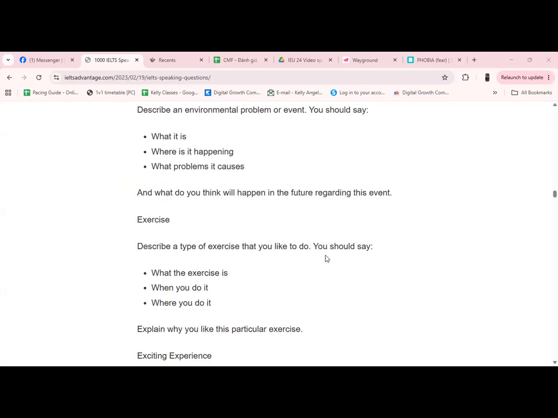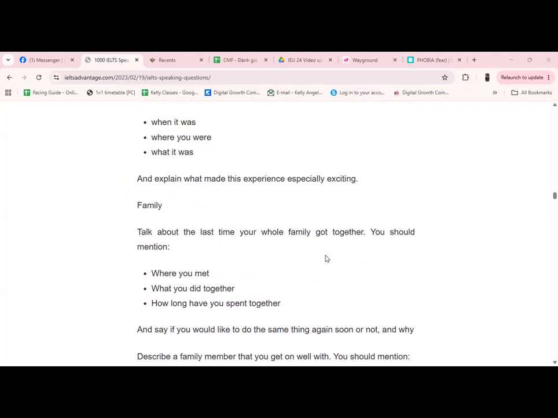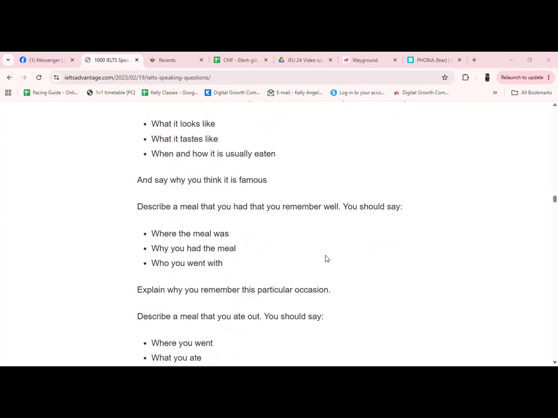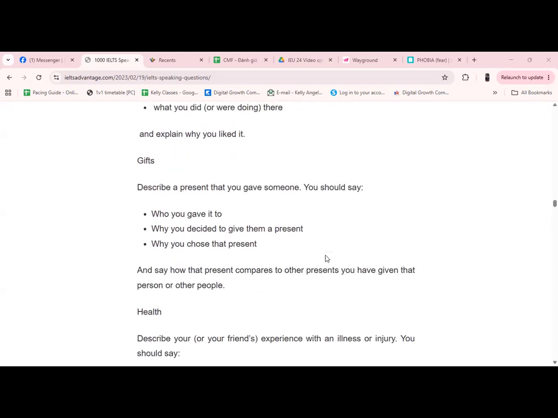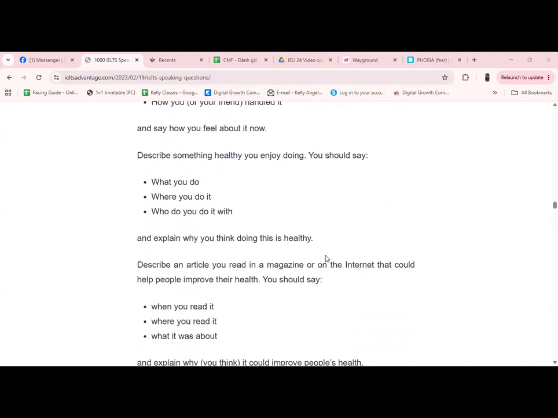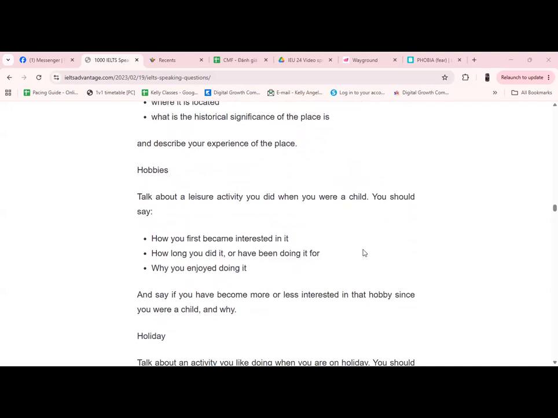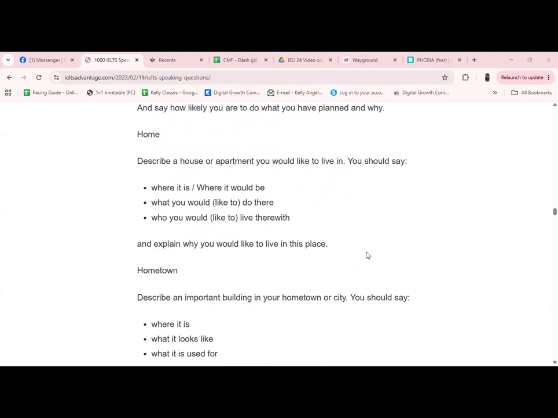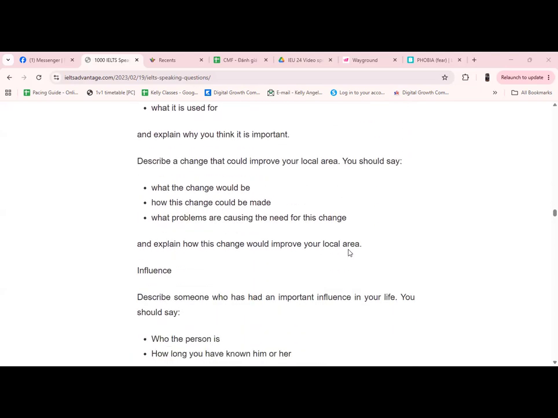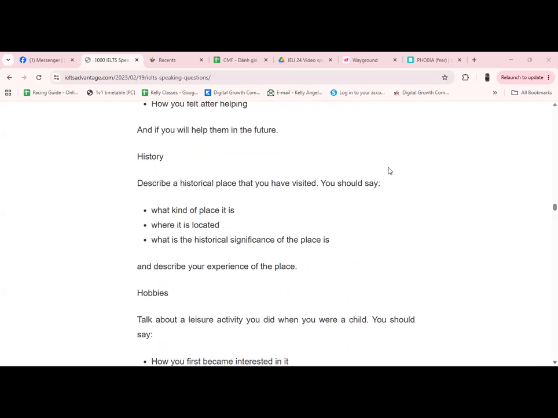Okay, event. Okay, there's an activity question as well, hobbies. An event would be like, let's say, a birthday or maybe a memorable family event you maybe had. Something like that.